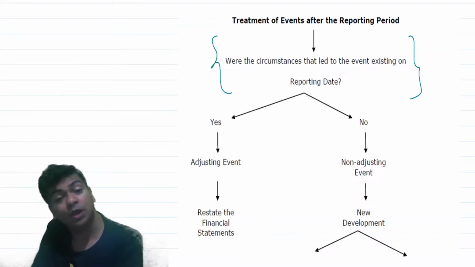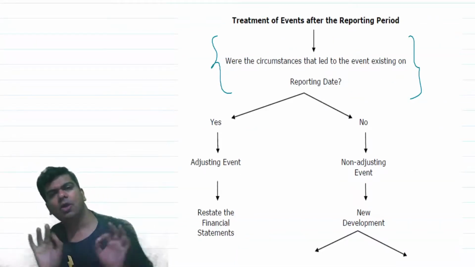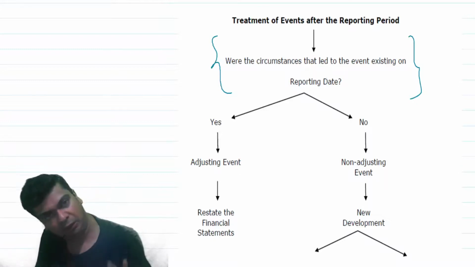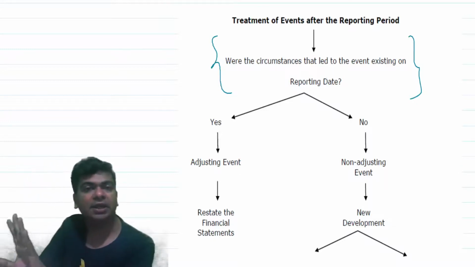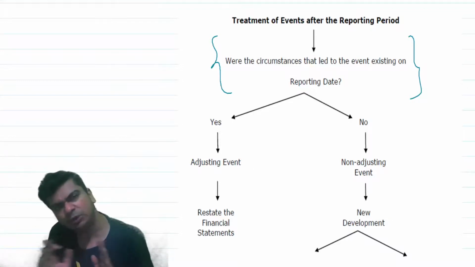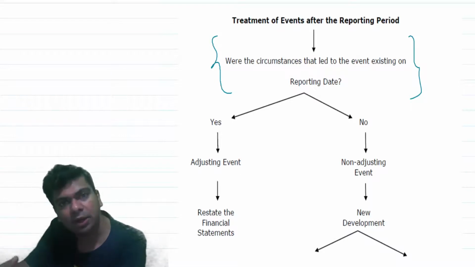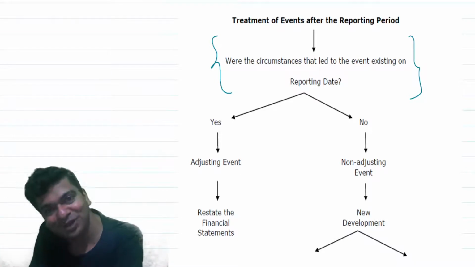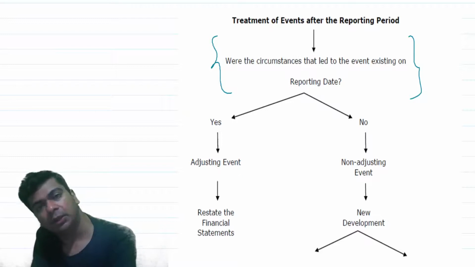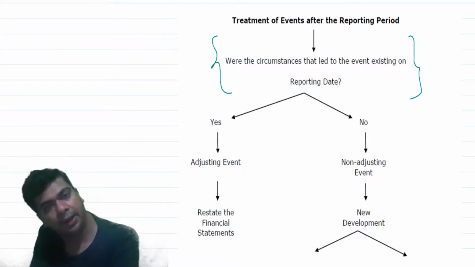Come on, you very well know what is to be done. This is the question that you should again ask. Every time put this particular question and you will get the direction in which you should be answering the question. Don't try to solve questions intuitionally. Whatever first thought comes to your mind, yes, that is my answer. Don't really do it. Do it logically. Were the circumstances that led to the event existing on the reporting date?